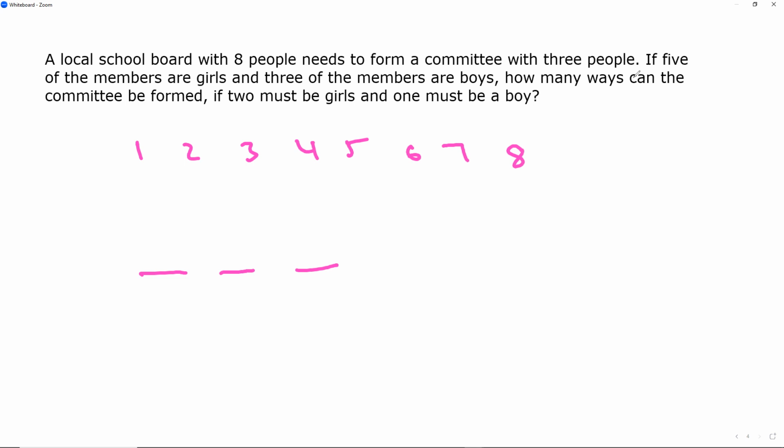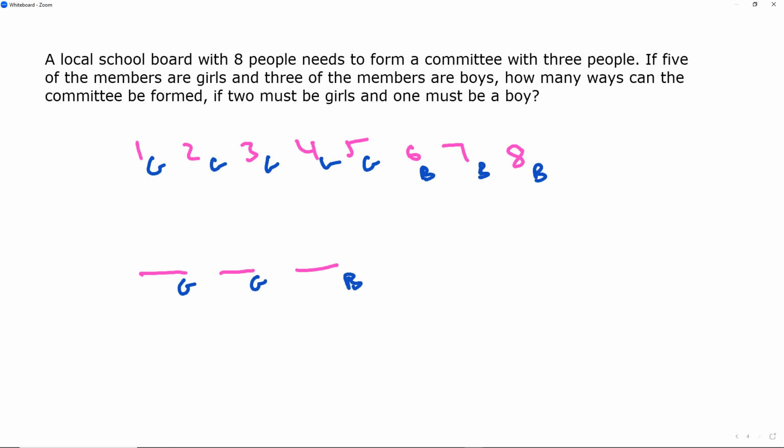If 5 of the members are girls, 2, 3, 4, 5, and 3 of the members are boys, how many ways can the committee be formed if 2 must be girls and 1 must be a boy?